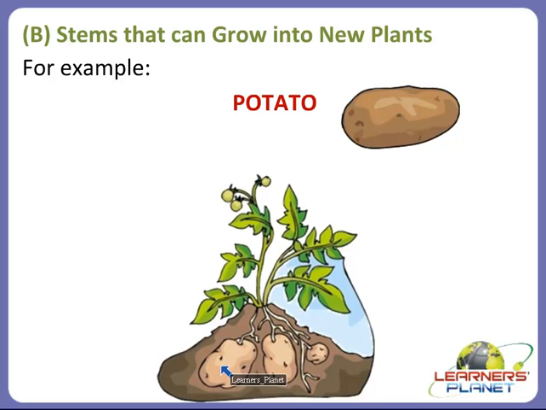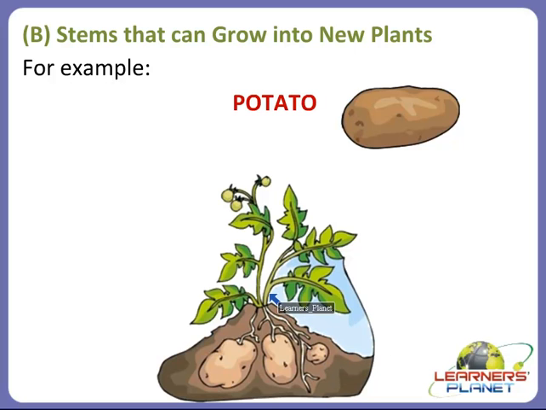Alright children, so it is a special kind of stem which is also called an underground stem, which possesses buds, or they are called eyes, and it is present on its surface, right? And any piece of potato with this eye or a bud can grow into a new plant, that is a new potato. So this is a very good example of the stem that can grow into a new plant.